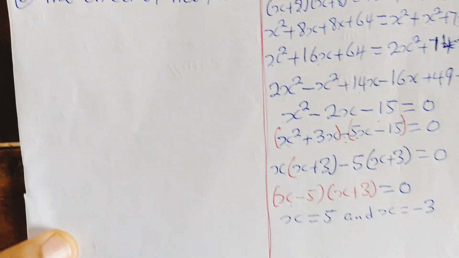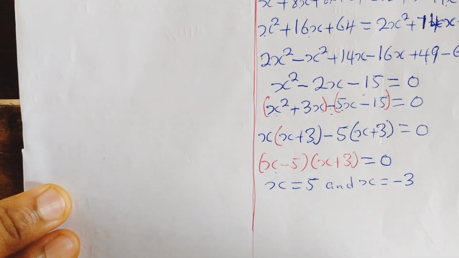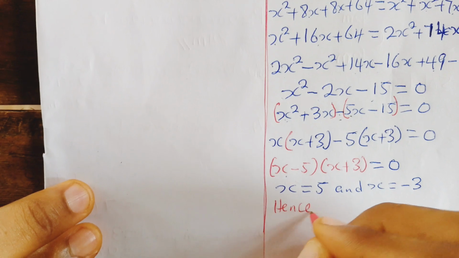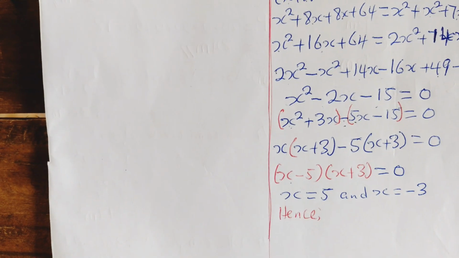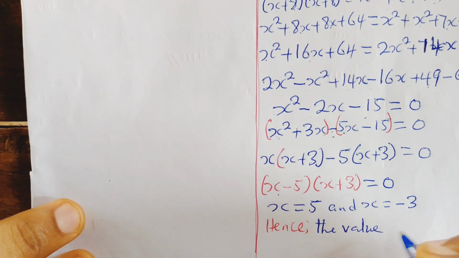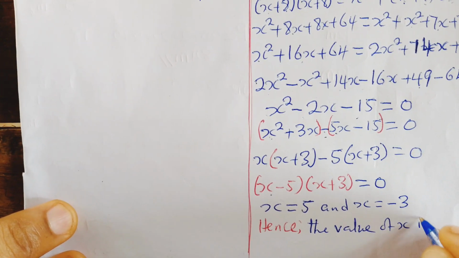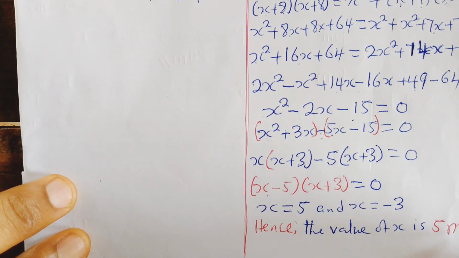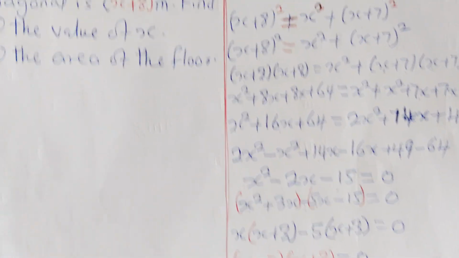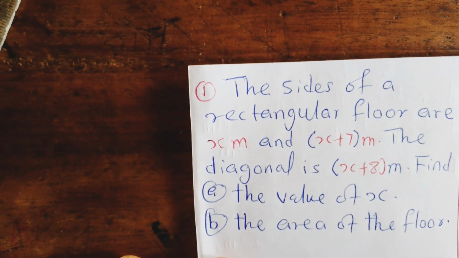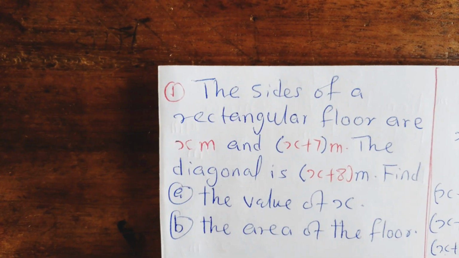But the length cannot be negative, hence the value of x is 5 meters. So that is Roman number 1. Now let's come to Roman number 2. Roman number 2 says that we should find the area of the floor.